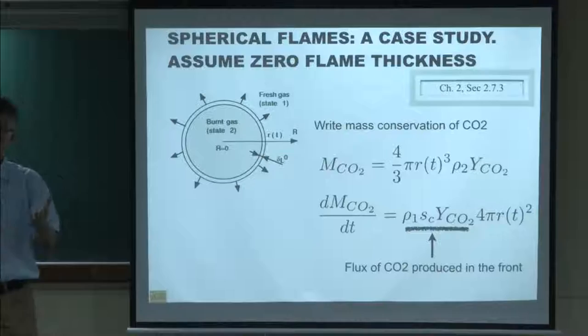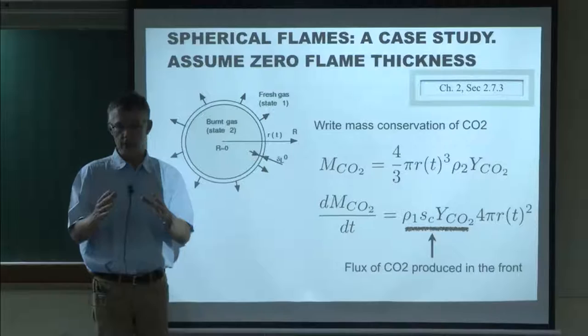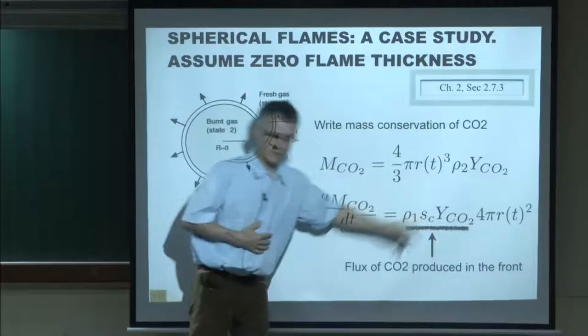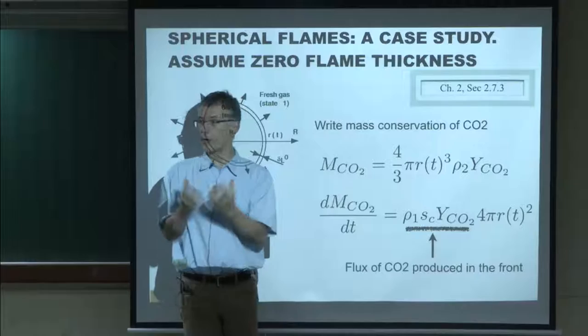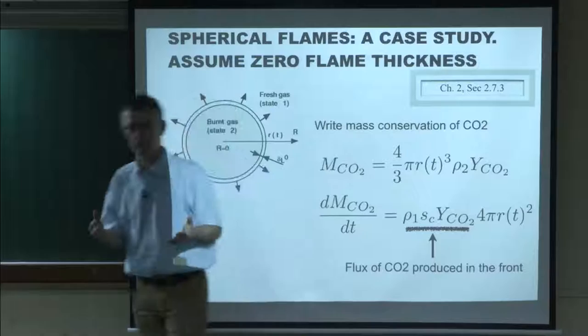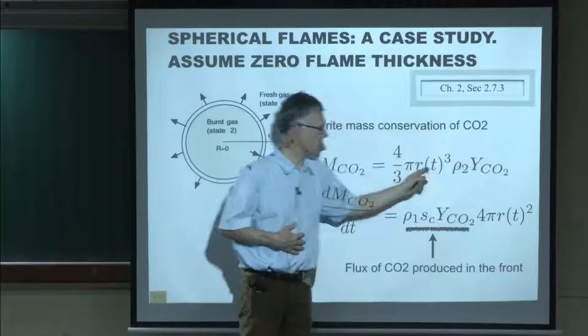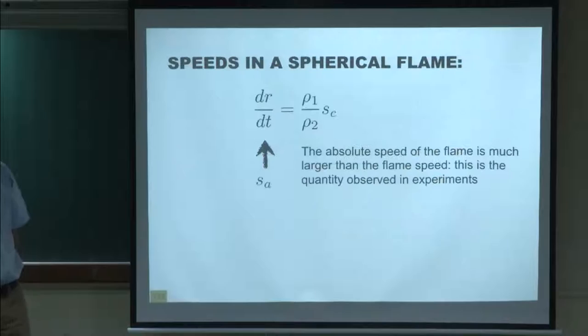Yesterday, I told you that if I have 1 square meter of flame, the flux of CO2 which is created by this flame is rho1 sC, that's the total flux, multiplied by yCO2, which is the concentration of CO2 in the burned gases. So now we know what the total area is. It's 4 pi r squared. So we know how much CO2 we make every second. So you just plug in this expression here. You know that this is a constant, this is a constant, so only r is changing. And you just eliminate things you don't need, and you end up with this formulation.